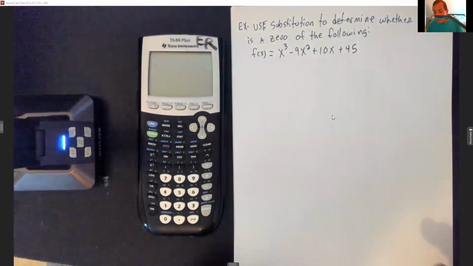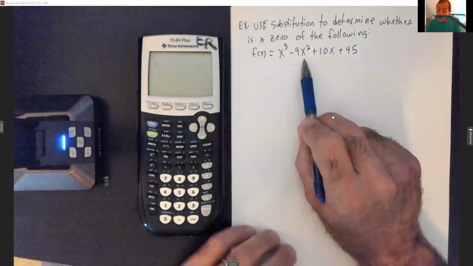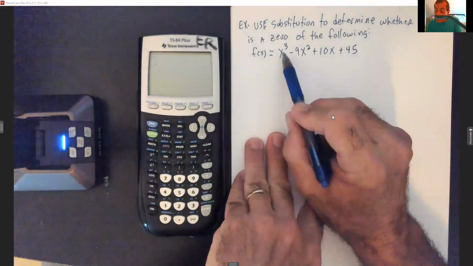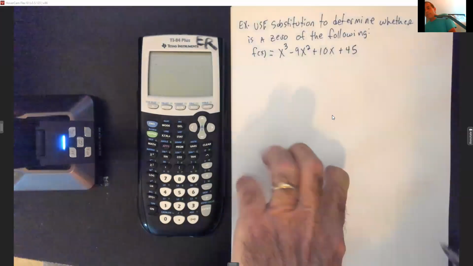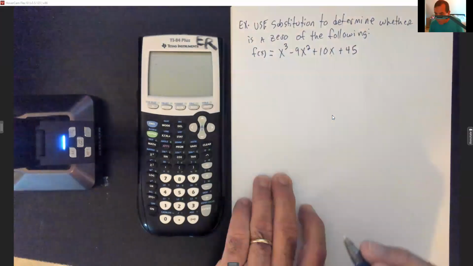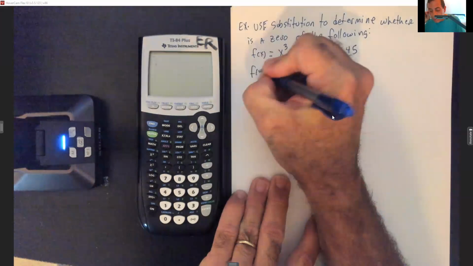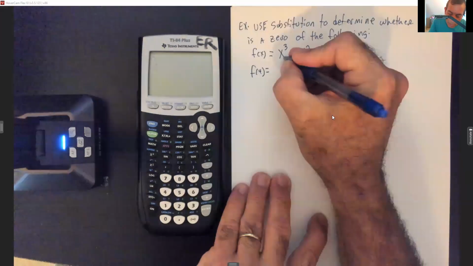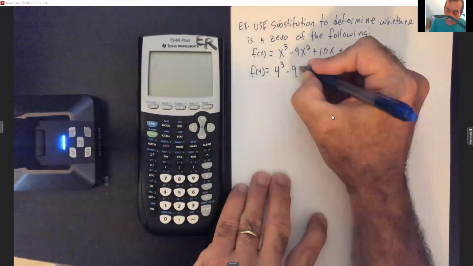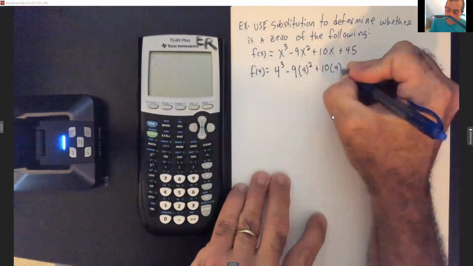So here's the thing. If 4 is a 0 of this polynomial, then when I put 4 in for all these x's, my answer, y'all, has to be 0. To be a 0, you have to get a 0 for your answer. So they want us to find f of 4. And that's what they mean by using substitution. We're just going to put a 4 in for our x's. So that'll give me 4 to the third minus 9 times 4 squared plus 10 times 4 plus 45.